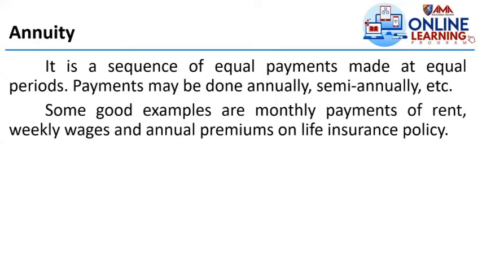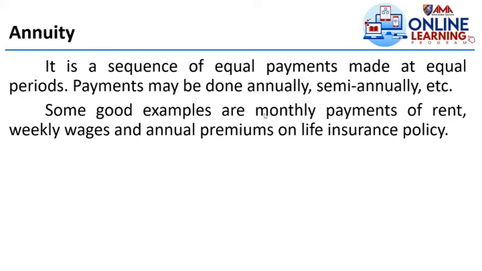So let's define annuity. It is a sequence of equal payments made at equal periods. Payments may be done annually, semi-annually, or whatever. Some good examples are monthly payments of rent, weekly wages, and annual premiums on a life insurance policy. Kumbaga, most of the businesses offering services like life insurance and loans are using annuity.